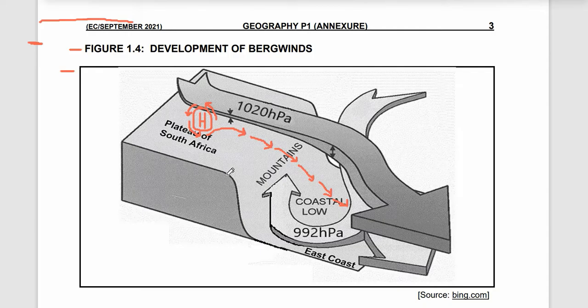As you can see, the arrow shows the movement of berg winds. We have 1020 hectopascals, which means very high pressure in the plateau of South Africa. But as you move towards the coast, the pressure decreases, because we have 992 hectopascals in the east coast, where we have the coastal low pressure system, which experiences very low pressures. So let me erase that and jump into our questions.